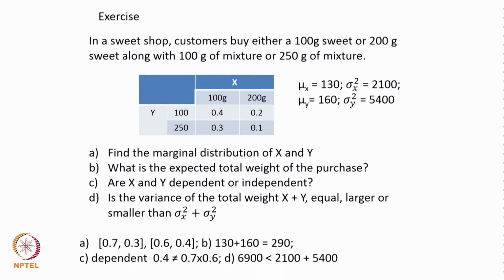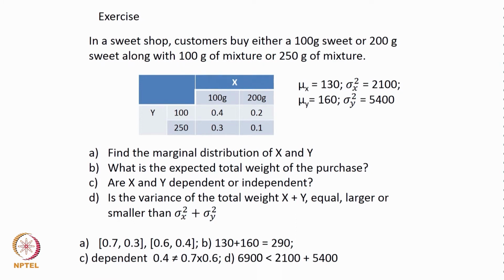The marginal distribution would be 0.7 and 0.3, 0.6 and 0.4. So, the expected weight of the purchase will be 130 plus 160, which is 290. Now, how do we get this? This 130 and 160 come as: 100 gram sweet with 0.7 is 70, 200 grams with 0.3 is 60, giving us 130; 100 gram with 0.6 is 60, 250 grams with 0.4 is 100. So, we get 160, and 290 is the expected weight, E of x plus E of y.